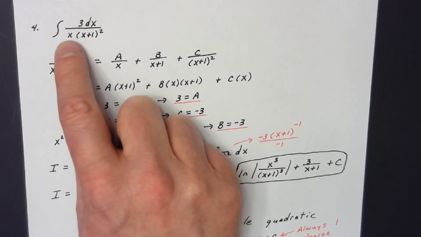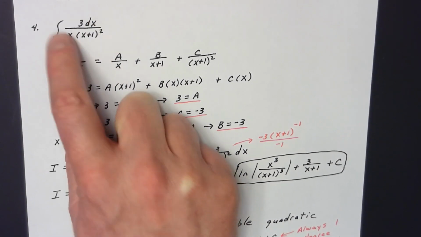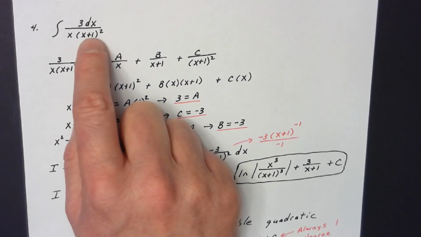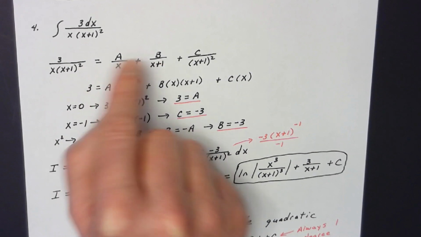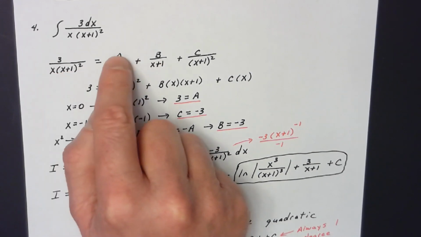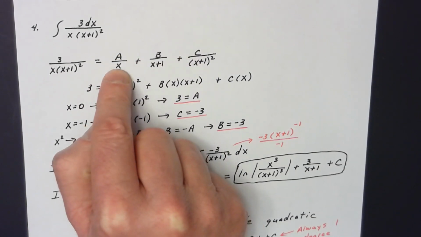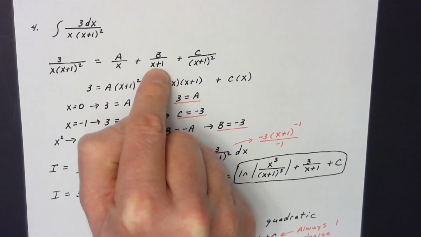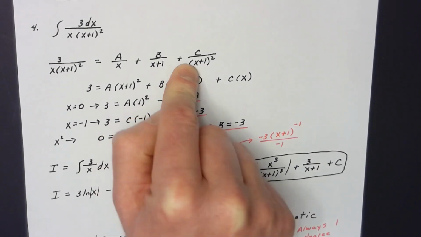So the first thing I do in this problem is I know it is not going to help me to try to leave the problem in its current format. I don't know how to integrate that. So I try to break apart this fraction into partial fractions. Since the denominators are all linear, my numerators are all constants. I have A over the factor x, plus B over the first power of x plus 1, plus C over the second power of x plus 1.